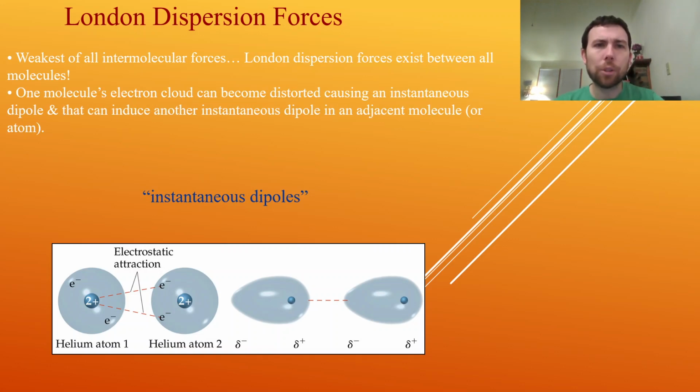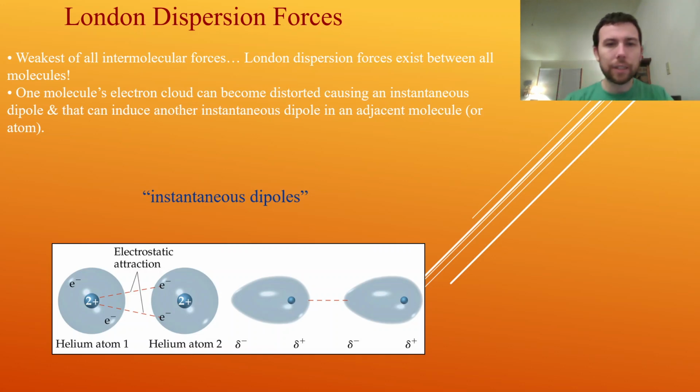Now, how do these London dispersion forces form between our molecules? If you take a look at this diagram at the bottom, you've got two helium atoms. One molecule's electron cloud is going to become distorted because the electrons within their electron clouds are interacting with each other. And when negative charges get close to each other, we know that they repel. This creates an instantaneous dipole within that one particular atom or molecule. And then that molecule is going to create other instantaneous dipoles in an adjacent molecule or atom.